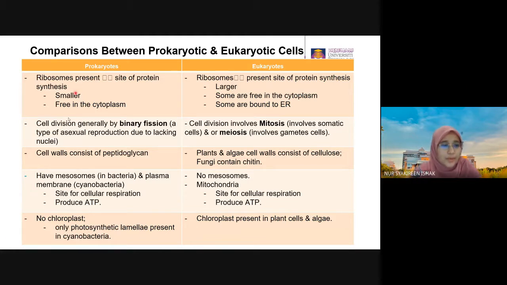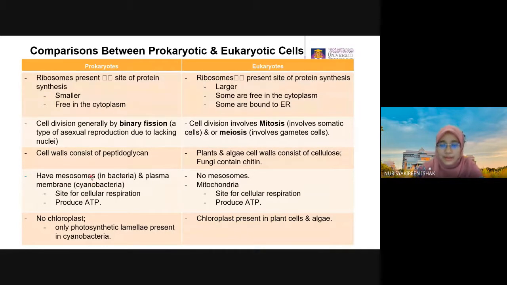For prokaryotes, they have mesosome in bacteria and plasma membrane in cyanobacteria. The function of this structure is that it is the site for cellular respiration, which is to produce ATP. Because prokaryotes do not have any mitochondria, because mitochondria are membrane-bound organelles. So how does this organism produce ATP? They use mesosome and also plasma membrane. Plasma membrane dia folded to increase the surface area so that the structure can be used as a site for cellular respiration, to produce more ATP lah.